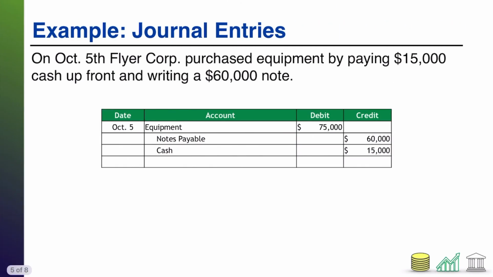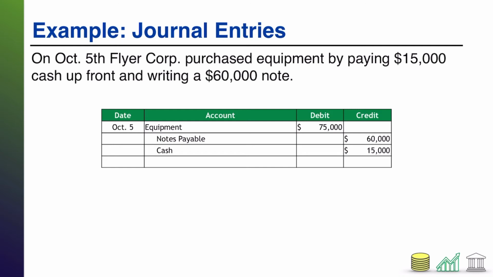Let's look at one more. On October 5th, FlyerCorp purchased equipment by paying $15,000 cash upfront and writing a $60,000 note. This one's interesting because we're going to introduce the idea of 3 lines, and it doesn't have to be 3. It could be 4, 5, 6. Journal entries have to have a minimum of 2 lines because you need at least 1 debit and at least 1 credit.